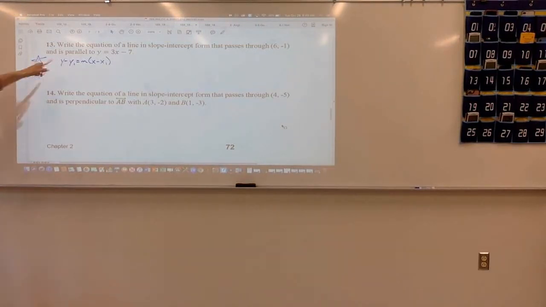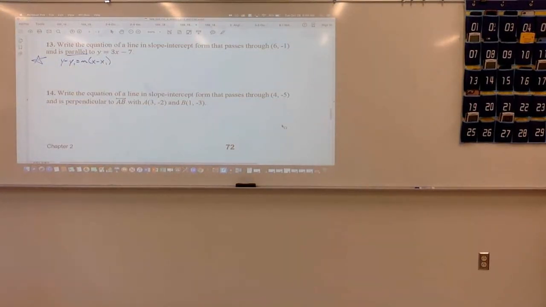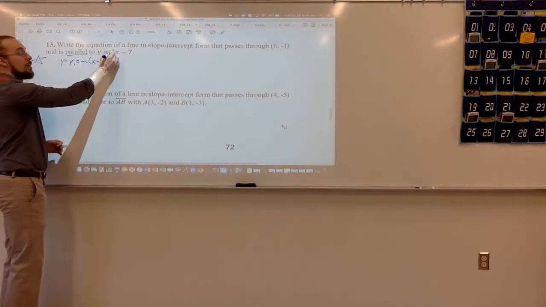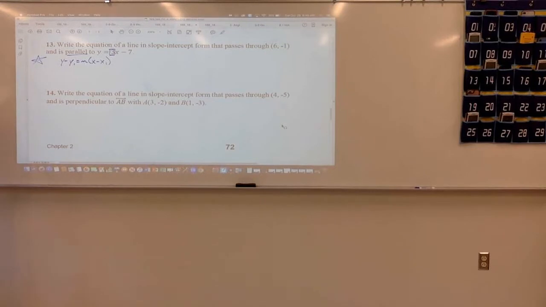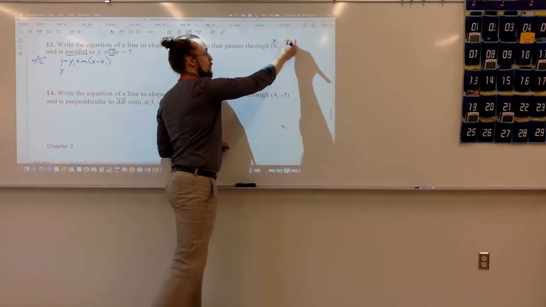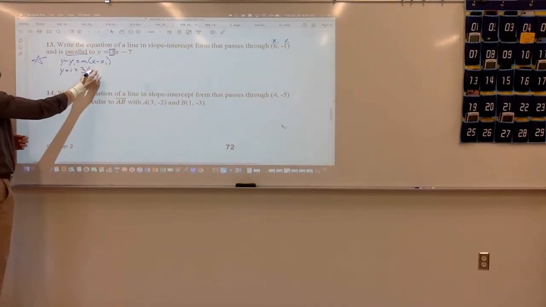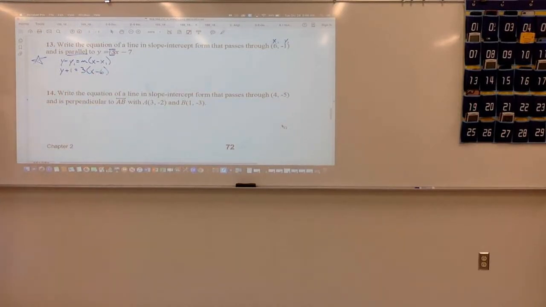M is the slope. So if I want my new line to be parallel to this line, first of all, what's the slope of this line? y equals 3x minus 7. Slope is 3, right? So if I want my new line to be parallel, what's my new slope going to be? 3, right? Parallel means same slope. So if this is my point that I want the line to go through, this is my x1 and y1. So I'm going to plug this in. I'm going to have y minus negative 1, so that'll be y plus 1, equals 3 times x minus 6.